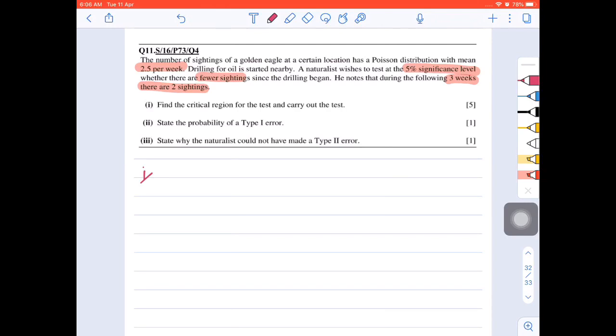Right, so H0 and H1. The test is being done for 3 weeks, so we'll multiply 2.5 with 3, that is 7.5. And then it's saying that lambda decreases, so H1 is lambda less than 7.5. So X follows Poisson with 7.5. To find the critical region, that is the rejection region, over here it's a lower tail test.